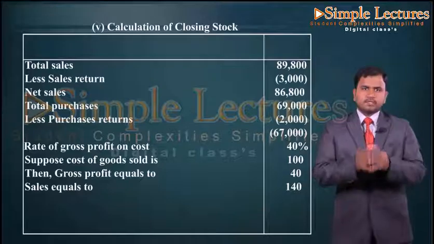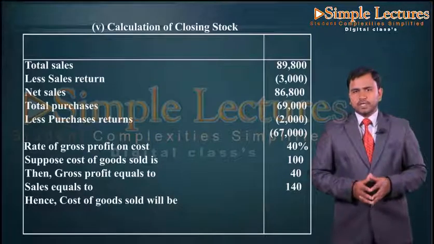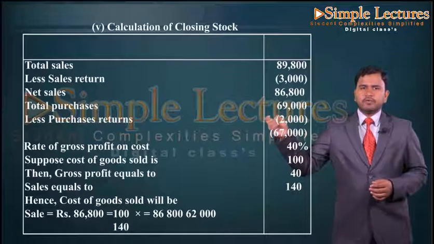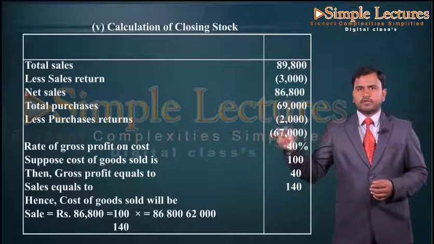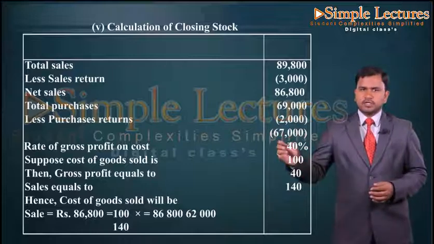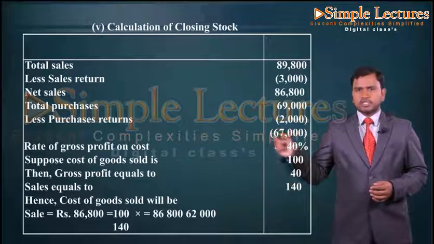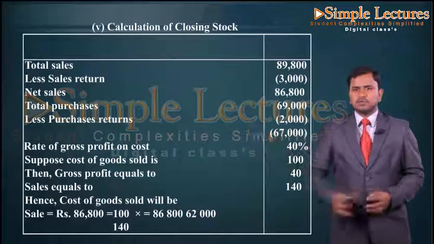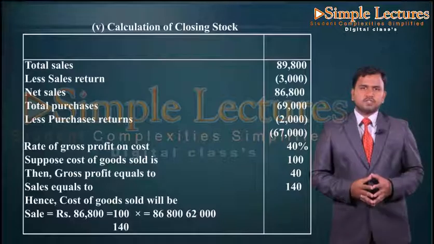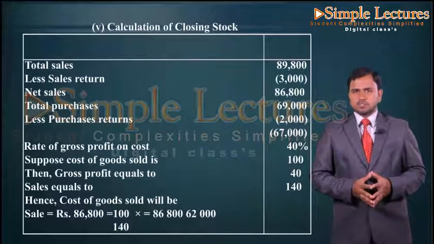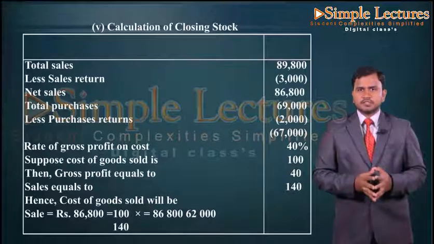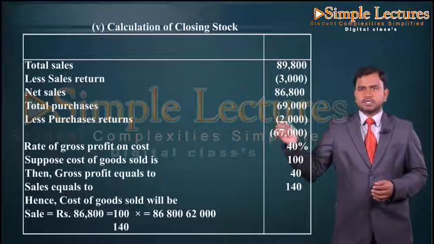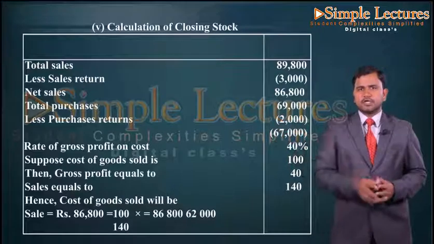So hence the cost of goods sold will be, when the sales is 86,800, we can remove the 100% out of this so that we can find out the cost of goods sold. So here, 86,800 into 100 divided by 140 is equal to 62,000. So 62,000 is the cost of goods sold. How we have calculated this is that the total sales is 140, but the 40% is the gross profit which is included in sales.